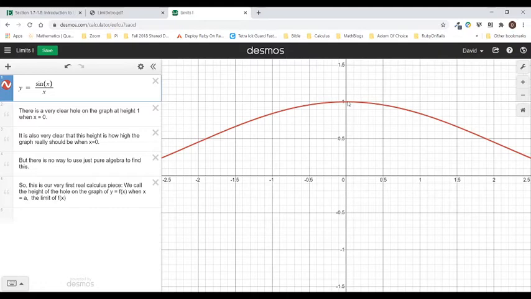So we give the height of the hole a name, and we call that height of the hole on a function, when x equals a, the limit of f of x.